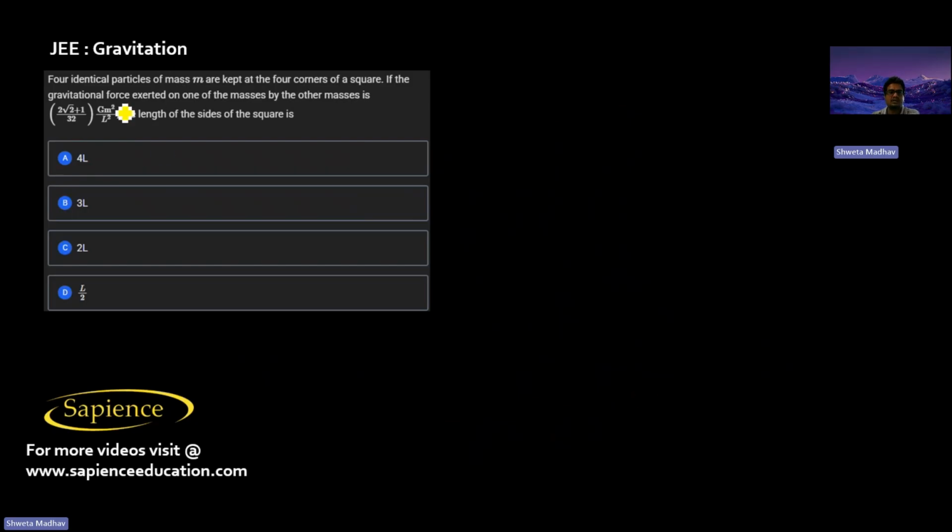And here it is told that 4 identical particles of mass m are kept at the 4 corners of a square. If the gravitational force exerted on one of the masses by the other masses is (2 root 2 plus 1) by 32 times G m square by L square, the length of the sides of the square is? Let the length of the side of the square be x.